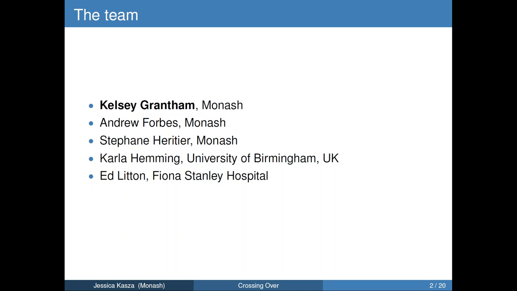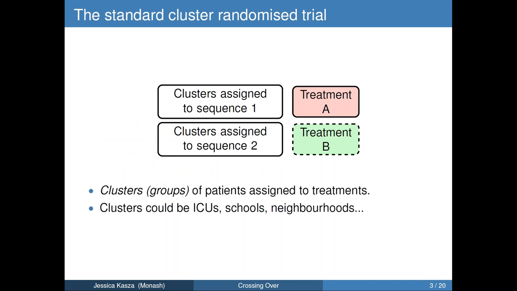Okay, so let's get stuck into things. Before we get fully stuck into things, I want to just make sure we're all up to speed with the standard cluster randomized trial. In standard cluster randomized trials, instead of assigning individuals to treatments, clusters of individuals are assigned to particular treatments, here treatment A or treatment B. These clusters could be any sort of grouping of patients or participants. They could be intensive care units, schools, neighborhoods, hospitals, anything you can imagine. Because we've got this clustering of patients, we no longer have complete independence of the observations of outcomes that we see for patients within these clusters. So we need to account for that when we plan and analyze the data from these trials.